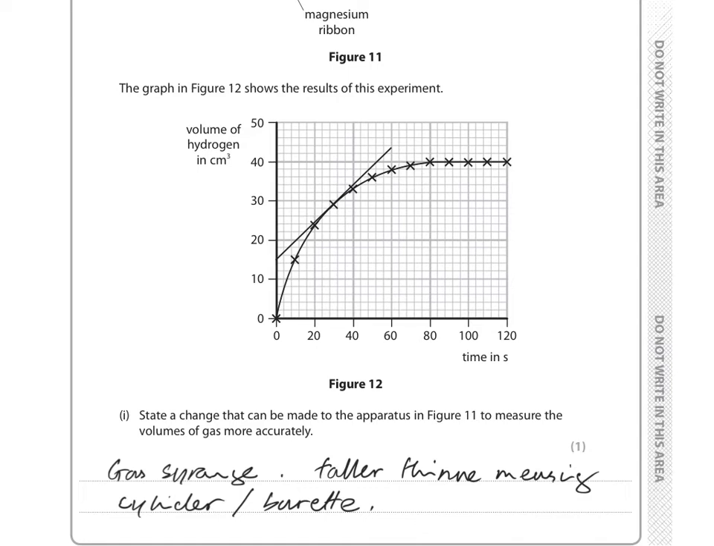For part 3 on the next page, you were asked to draw the graph if you use powdered magnesium instead of magnesium ribbon. And the key thing here is the reaction rate is quicker, but it produces the same amount of hydrogen in the end. So the rate of reaction is quicker, but the extent of the reaction is the same. And that on a graph would look like a steeper curve, but that finishes in the same place. So that would be the line for powdered magnesium instead of magnesium ribbon.